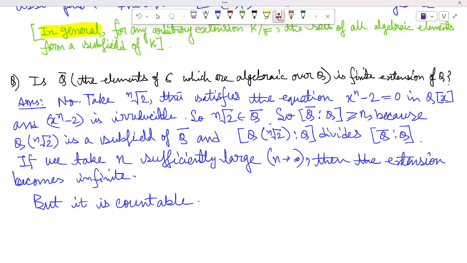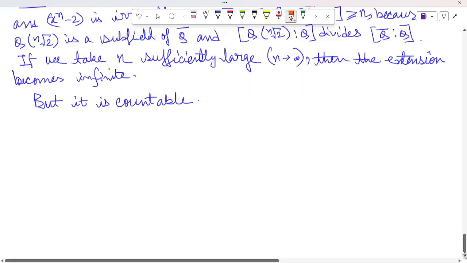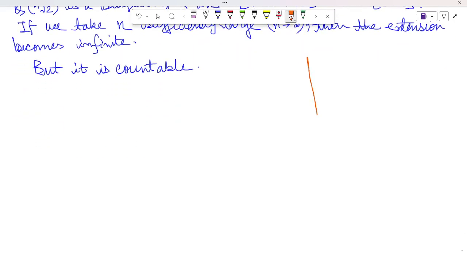Now, how do we obtain Q closure? First, we note down all the n degree polynomials. Suppose there is an n degree polynomial. An n degree polynomial is determined by its coefficients.